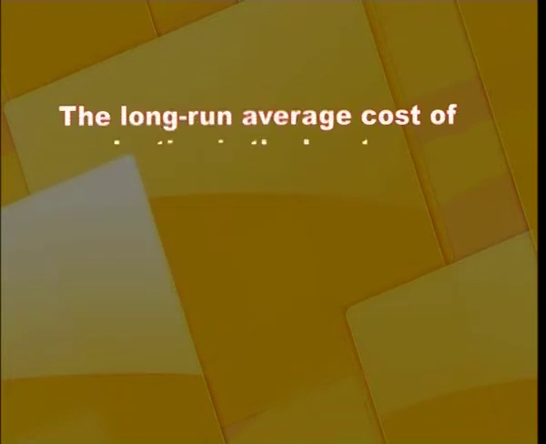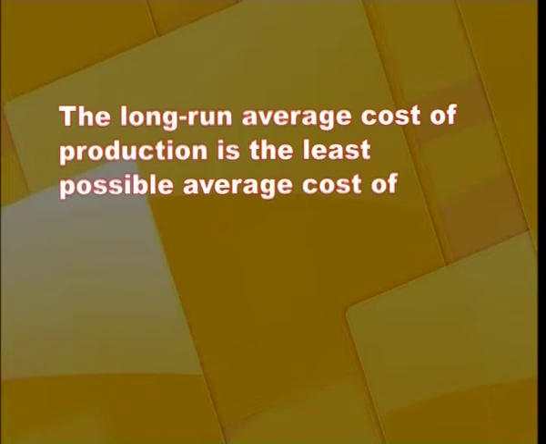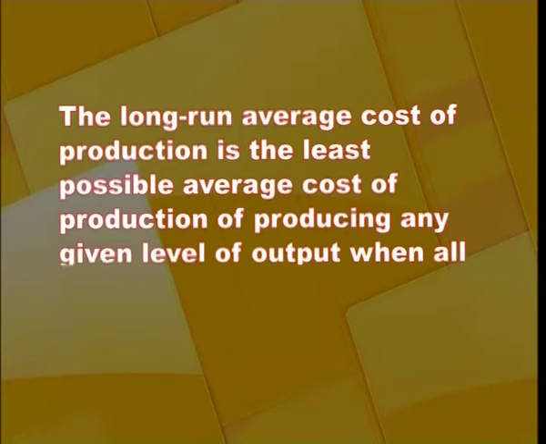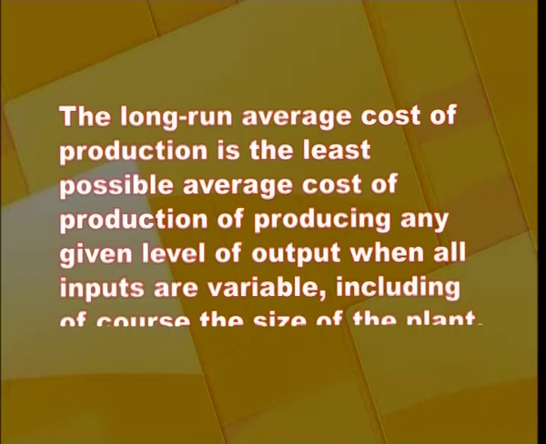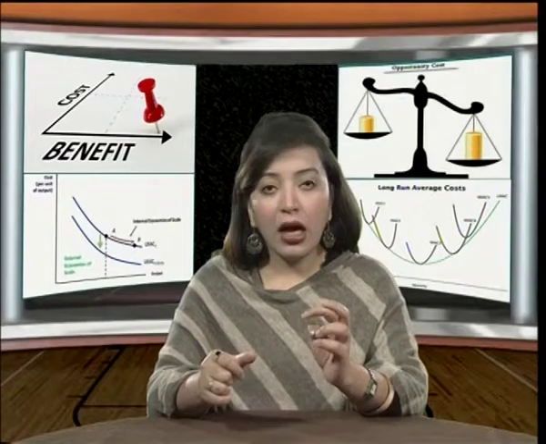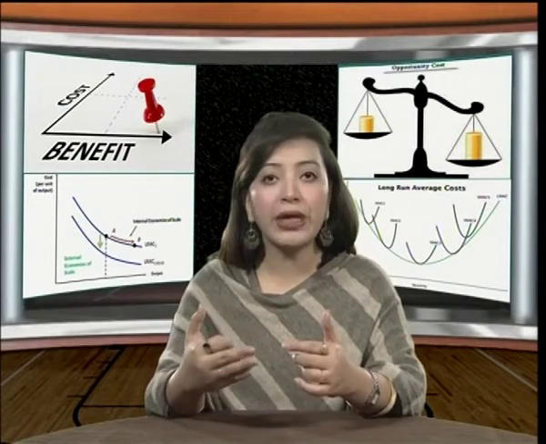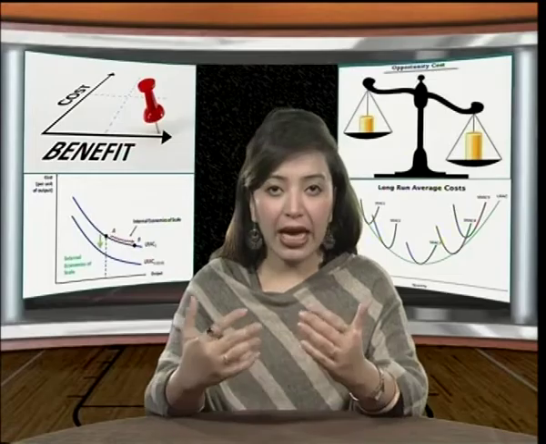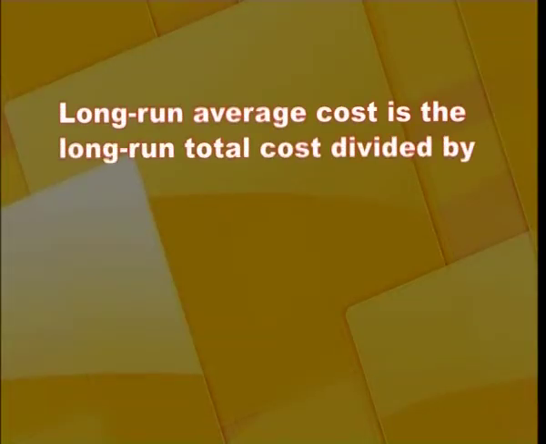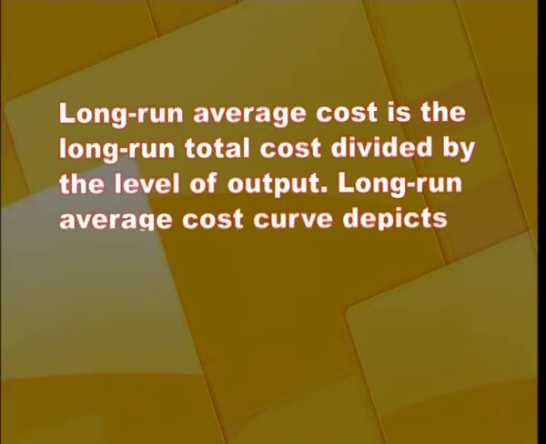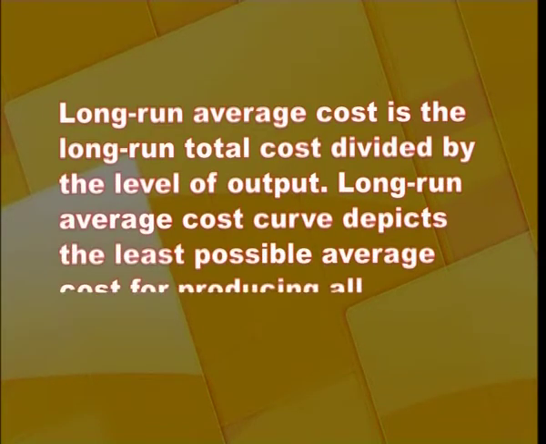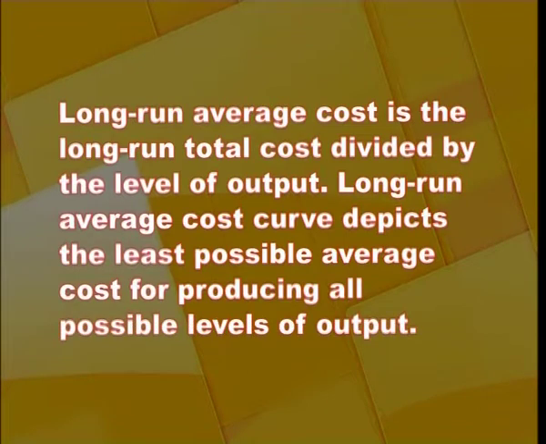The long run average cost of production is the least possible average cost of producing any given level of output when all inputs are variable, including of course the size of the plant. A long run cost curve depicts the functional relationship between output and the long run cost of production as just defined. Long run average cost is the long run total cost divided by the level of output. So, the long run average cost curve depicts the least possible average cost for producing all possible levels of output.